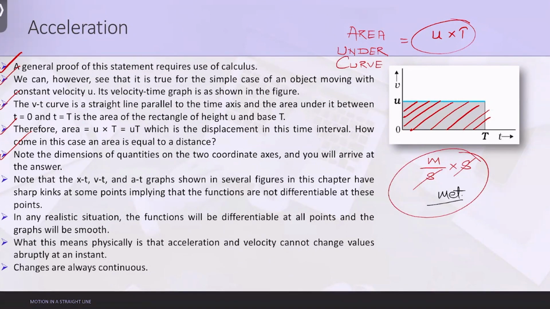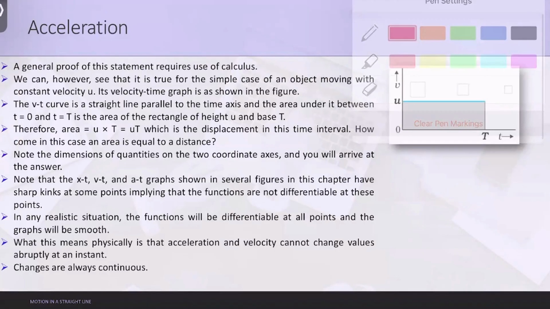Note that x-t, v-t and a-t graphs shown in the several figures in this chapter, so this is the position-time graph, this is the velocity-time graph, this is the acceleration-time graph, have sharp kinks at some points, implying that the functions are not differentiable at these points. Let me try to explain whatever is written here, because you may not have learned differentiation till this point.